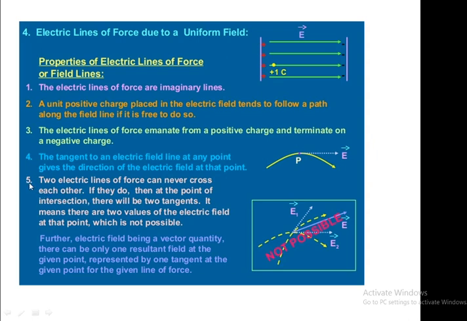So this tangent indicates the direction of the vector. Now coming to the fifth property, it's an important property. Two electric field lines or electric lines of force can never cross each other. Clear? That means no two electric field lines can intersect.